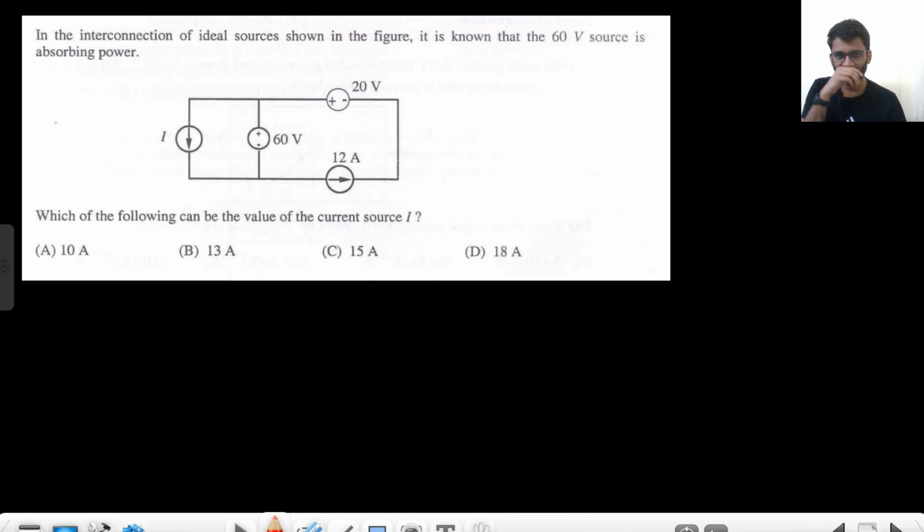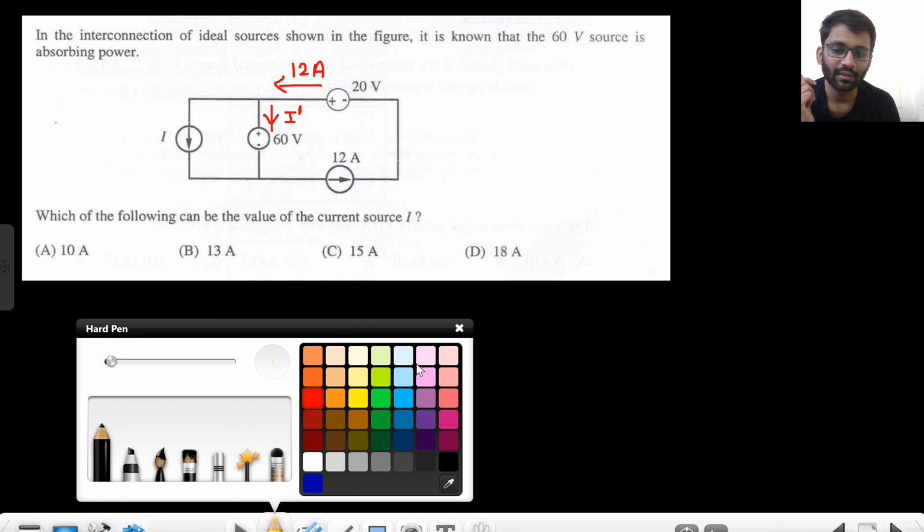Okay, let's move on to the next question. In the interconnection of ideal sources shown in the figure, it is known that the 60 volt battery is absorbing power. What can be the value of current source I? So let's just see. Here we have 12 ampere current. Battery is absorbing power, that means the current would be getting into the positive terminal, right? So let's just assume I dash current is getting into the positive terminal because it is absorbing power. So what will be the value of I?